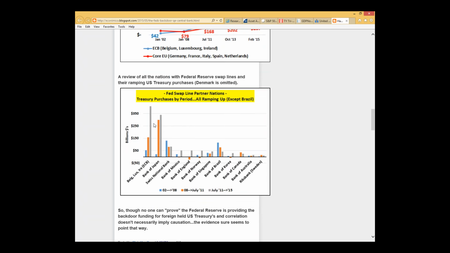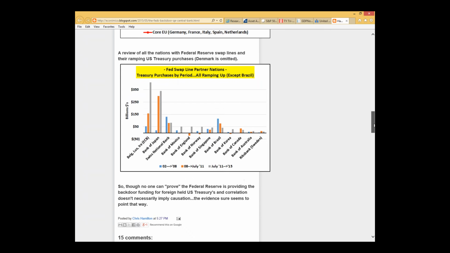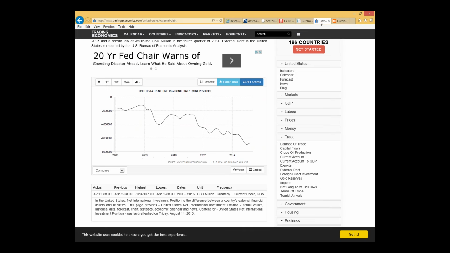The Federal Reserve has swap lines with these countries to lend US dollars to these other countries. And so he's got a graph here with the Fed swap line partner nations, Treasury purchases by period. So we saw a ramp up by the ECB countries and also the Bank of Japan. Bank of Japan, they used to be running a large trade deficit. That's no longer the case.